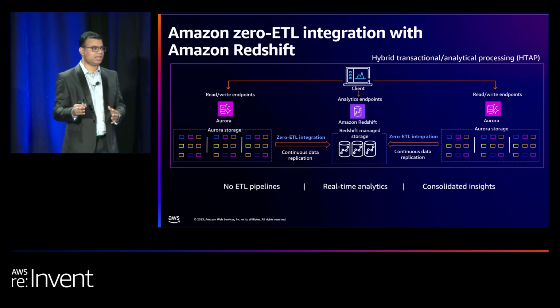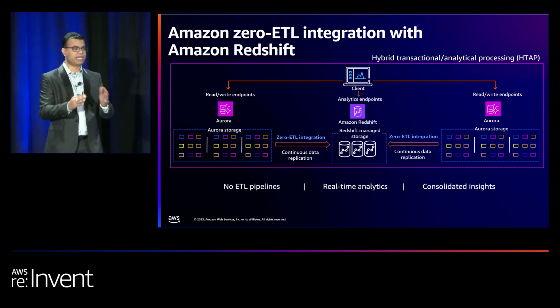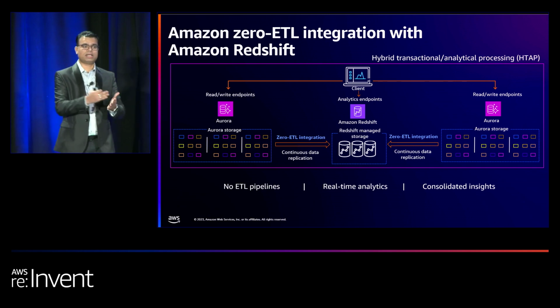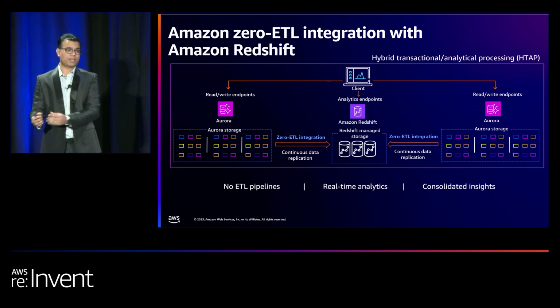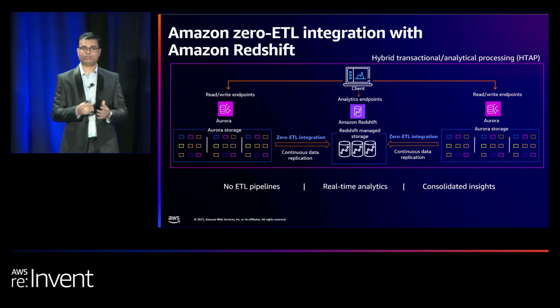So you can see that without any ETLs, you will be able to run the transactional workload using Amazon Aurora, and have high-performance analytics on Amazon Redshift, all as one system. You don't have to run any ETL.